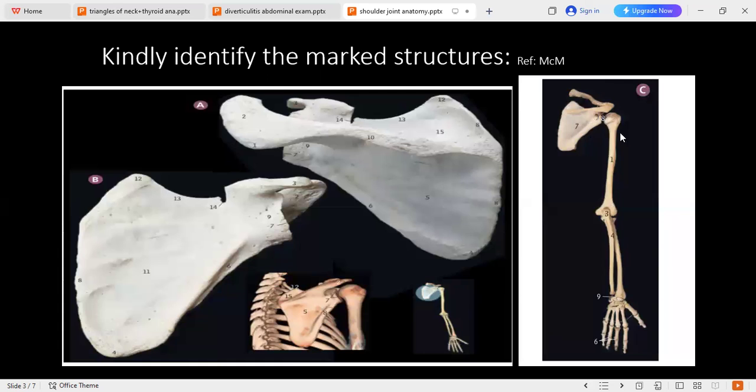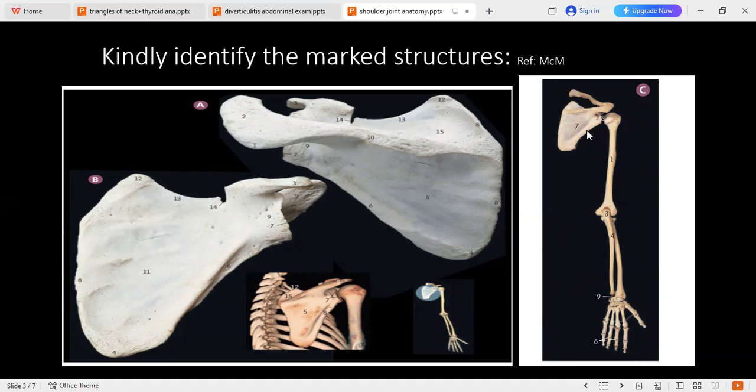Identify on picture C, what kind of joint is this? It's a shoulder joint. Please tell me how the shoulder joint is formed. It is formed by the glenoid cavity of the scapula and the head of the humerus. What are the structures which strengthen the shoulder joint? The rotator cuff muscles, the joint capsule, glenoid labrum, and the glenohumeral ligament.